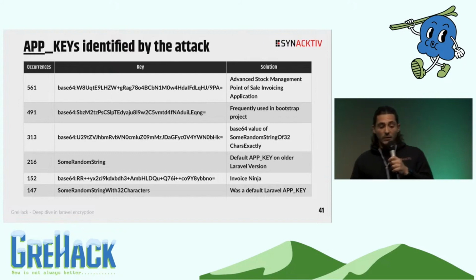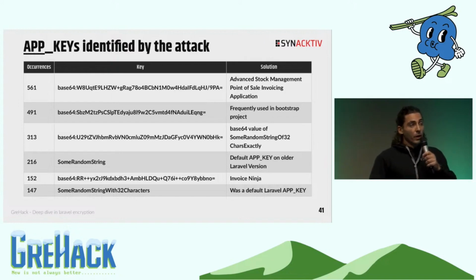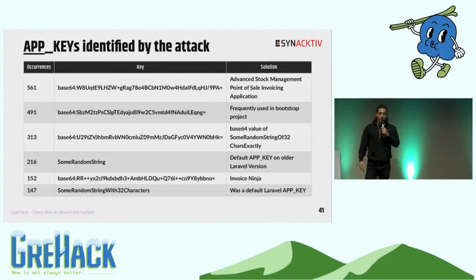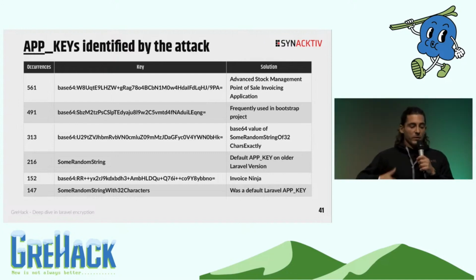And the third bad practice of managing app keys is to use a non-random value, like a random string of exactly 32 characters but base64 encoded. That is not satisfying, because it can be retrieved very easily. And also, you have the default app key on older Laravel versions with some random string, or in the most recent ones with a random string of 32 characters.